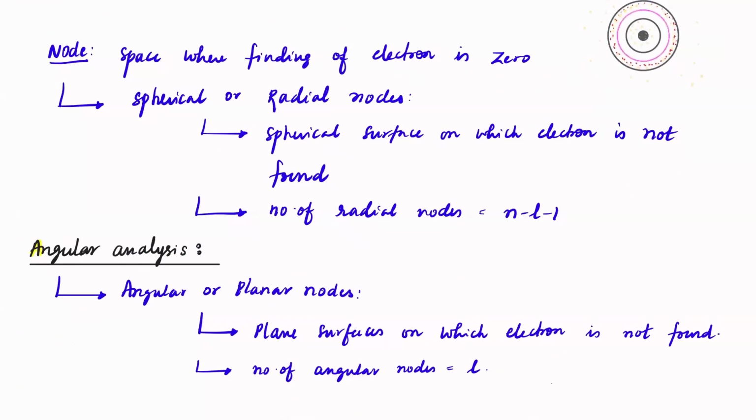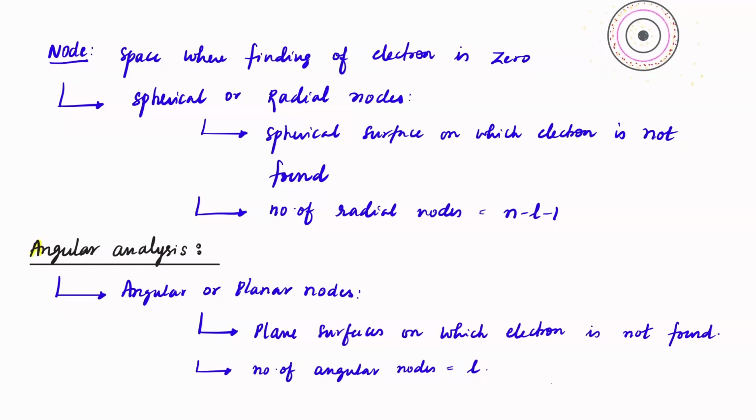So you can see, I'm just giving you a quick idea about that. The space where the finding of electron is zero, that's what we call a node. We have two types of nodes, spherical or radial node, two names to it. A spherical surface on which electron is not found, and the number of nodes is n minus L minus 1.